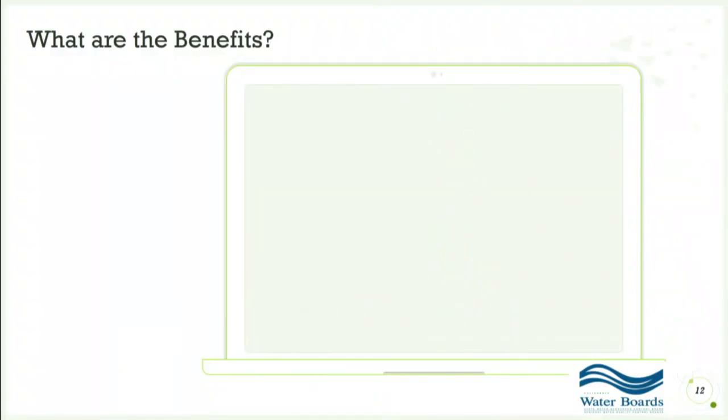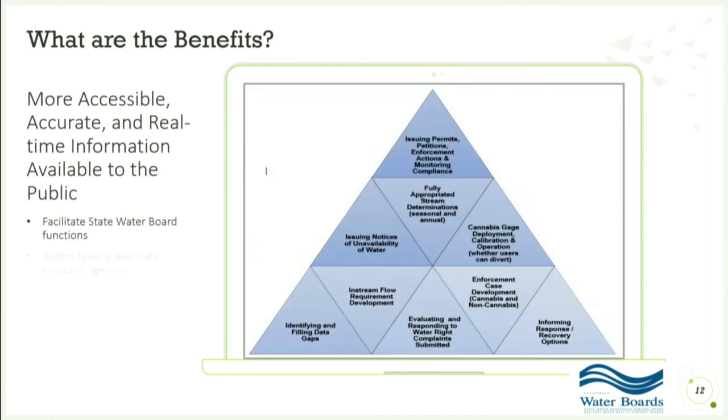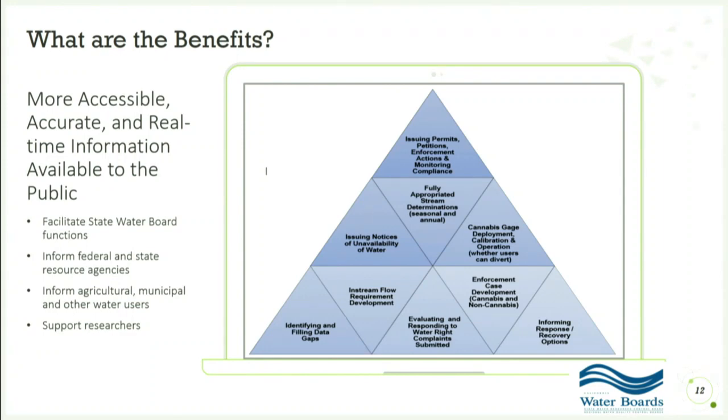What are the benefits of a more complete data set and more accurate water diversion data? We will have more accessible, accurate, and real-time information available. This will facilitate state water board functions, such as the examples provided in this pyramid. I know you can't read it, but it'll help us in our permitting efforts in determining when a stream is fully appropriated, in our enforcement actions.